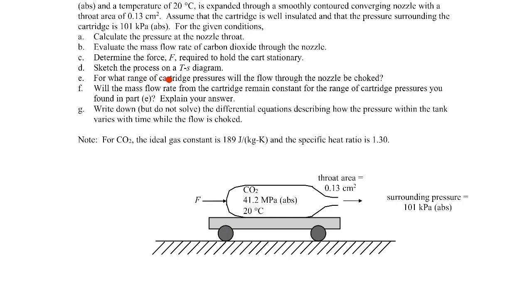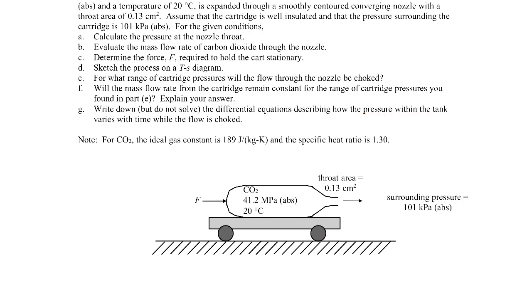Part E is what range of cartridge pressures will the flow through the nozzle be choked. Part F, will the mass flow rate from the cartridge remain constant for the range of cartridge pressures you found in Part E? So that's an interesting one. We have to explain that answer. And finally, Part G, write down but do not solve the differential equations describing how the pressure within the tank varies with time while the flow is choked.